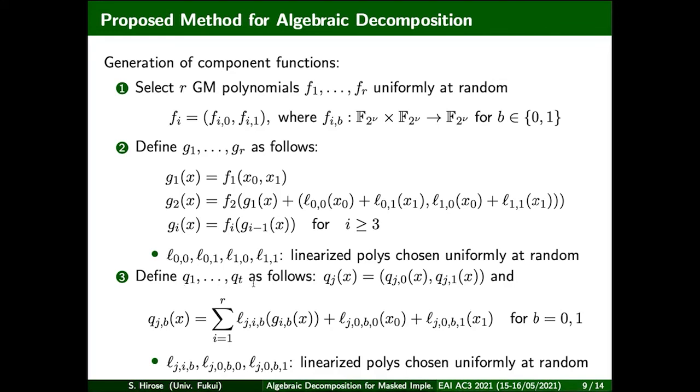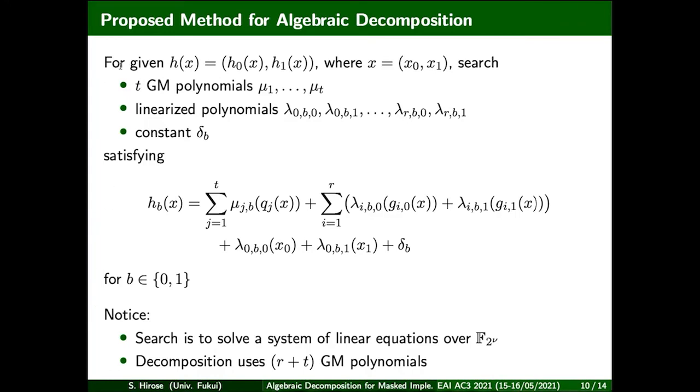And define q1 to qt in this way. The qj's can also be represented as a tuple of functions qj0 and qj1, and each of them is represented in this way. Here gi are used, and lji, lj0b0, and lj0b1 are linearized polynomials chosen uniformly at random. So that is the first step.